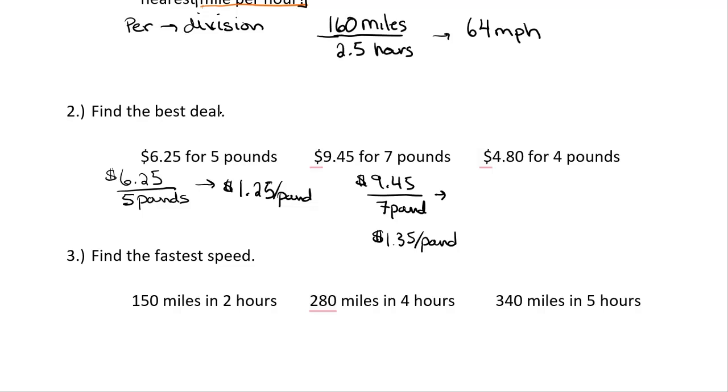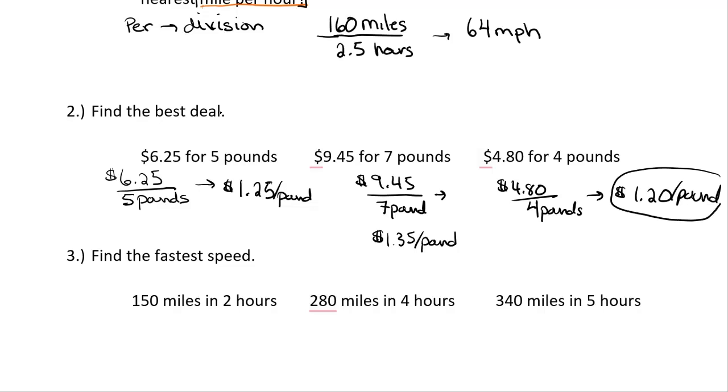Then we need to do the last one, which is $4.80 for 4 pounds. So I go ahead and do that division, and I get $1.20 per pound. Well, looking at that, $1.20 per pound is the best deal. So it would be this one right here that you would want. So we're going to do the same thing in 3. Go ahead and pause the video and try this problem, and then turn it back on and see how I take you through it.